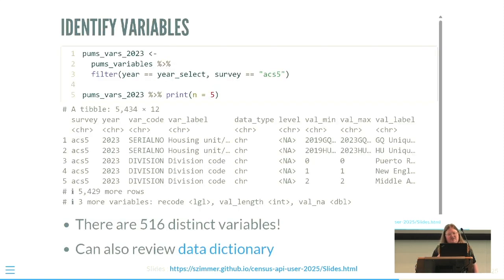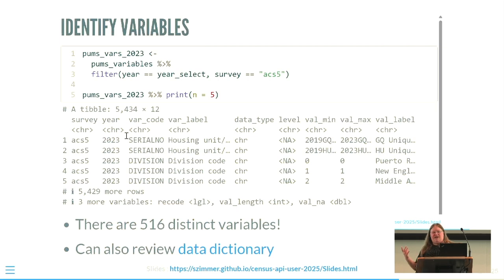So we get our variables for this in a similar way. We pull in this pums_variables data set. It's not a function. There's a pull request to maybe try to make this a function instead of just a big data frame, because pums_variables actually lives in the package. And then this gives you all the variables.